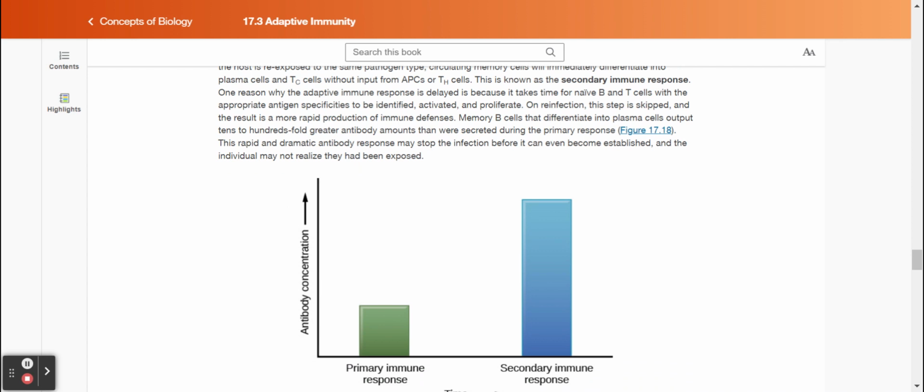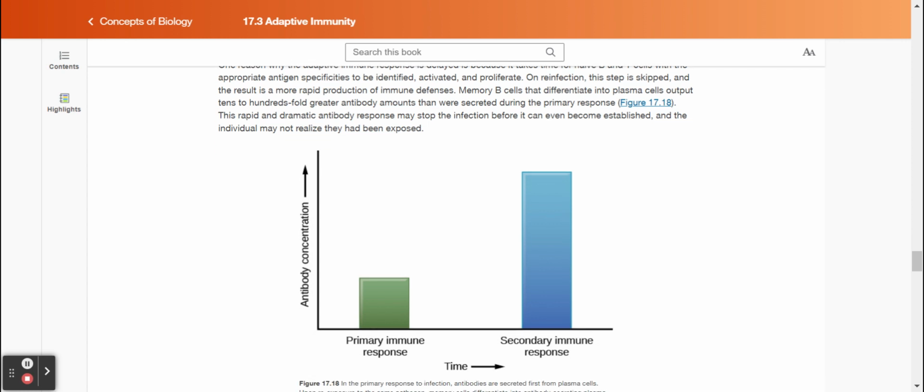One reason why the adaptive immune response is delayed is because it takes time for naive B and T cells with the appropriate antigen specificities to be identified, activated, and proliferate. On reinfection, this step is skipped, and the result is a more rapid production of immune defenses.